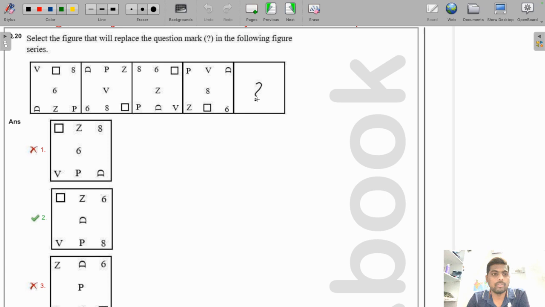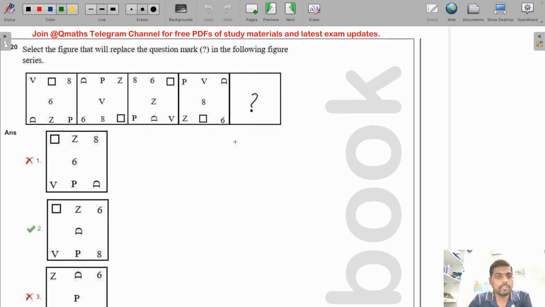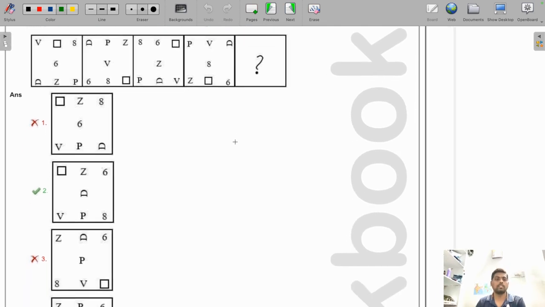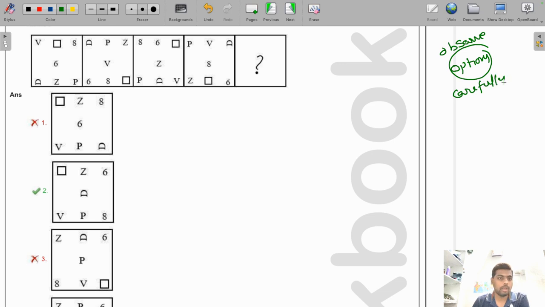Let us solve the next question. They have given: select the figure which will replace the question mark in the figure series. Guys, again, for these types of questions, just before solving, observe the options carefully. You can give 10 seconds, no problem. If you observe the options carefully, the first figure will be a circle in two options, and in the other options it is Z. So if you figure out what is in the first place, you can eliminate two options. So always try to do that only.